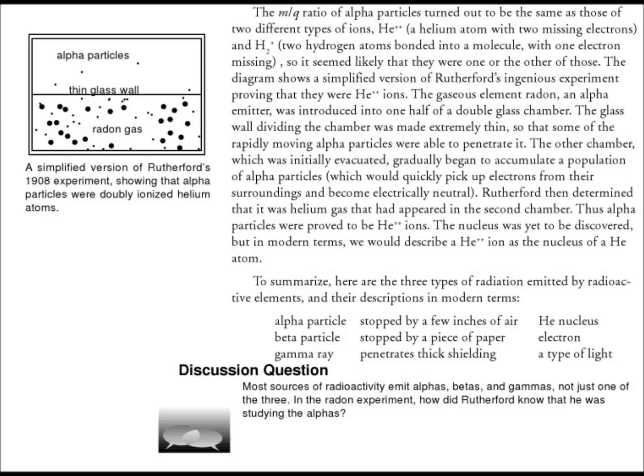And then you've got a discussion question. I'll read that in here. Most sources of radioactivity emit alphas, betas, and gammas, not just one of the three. In the radon experiment, how did Rutherford know that he was studying the alphas?